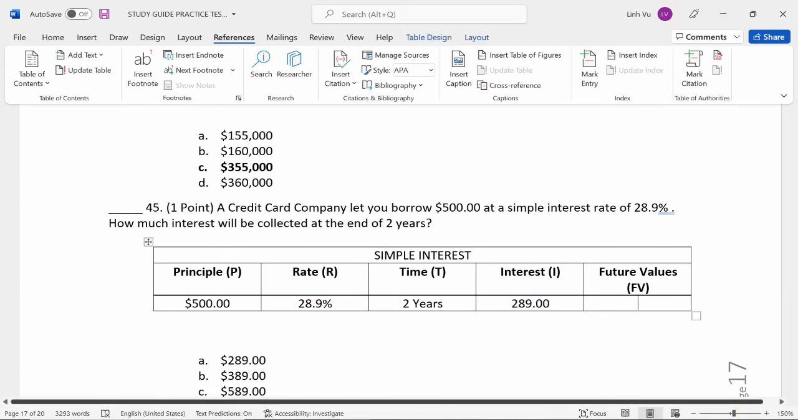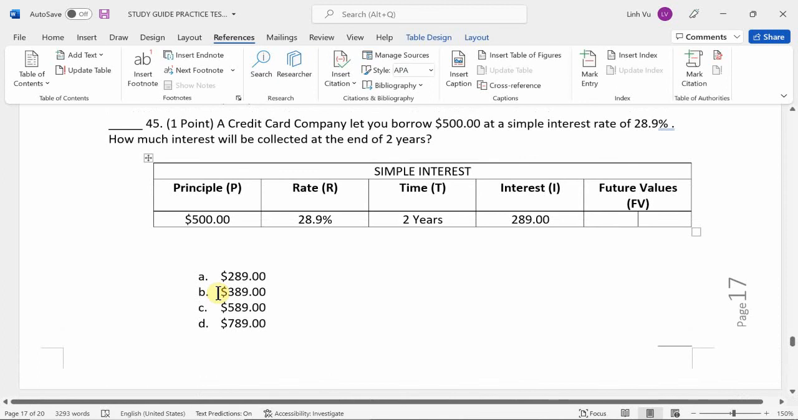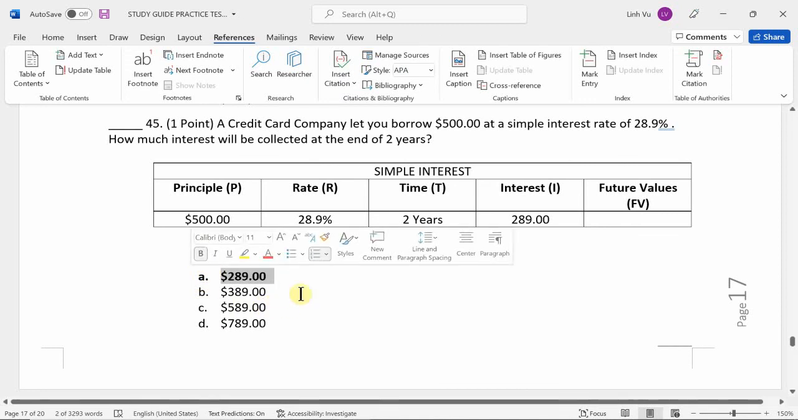So what is the question asking you? For simple interest, how much interest will be collected at the end of 2 years? So 289, right? Because it's asking you how much interest. It's not asking you what the future value is. It's asking how much interest is going to be collected, and you said $289. You're trying to trick us.